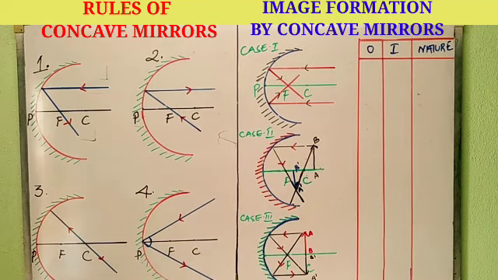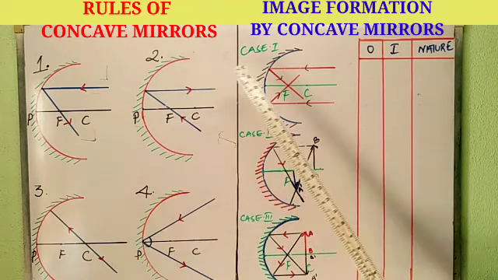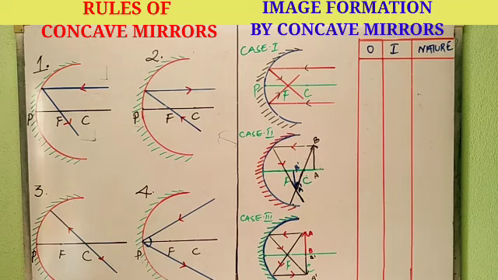So these are the 4 rules that we should understand before we proceed to the image formation by concave mirrors. When you try to understand the image formation by concave mirrors, we should understand that when the object changes its position, the image will also change its position.